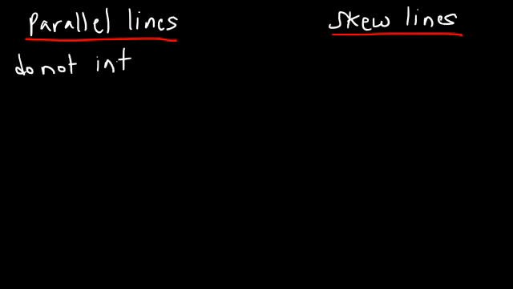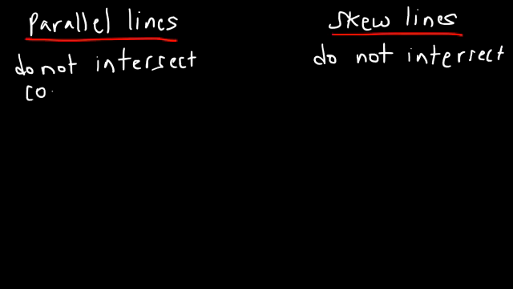Two parallel lines will never meet up with each other. And the same is true for skew lines. They do not intersect. Now, the difference between the two is that parallel lines are coplanar lines. They exist in the same plane. And skew lines are non-coplanar lines. They exist in different planes.